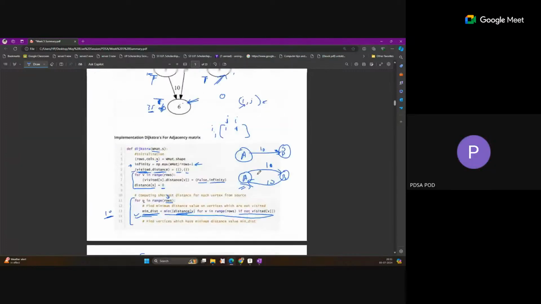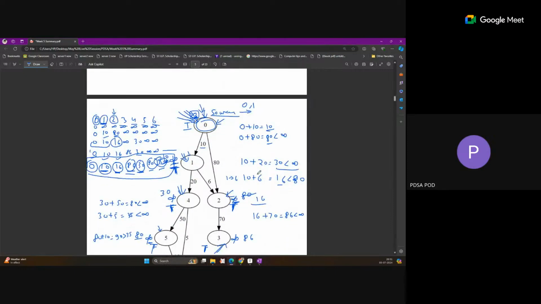Yeah, so every time, suppose we are looking from here, when we are traversing node 0, from 0 we can move to 1 and 2. So we check the current distance on 0 and add the edge value 10, so 0 plus 10. If this distance is less than the previous distance on 1, then we update, otherwise we do not update.